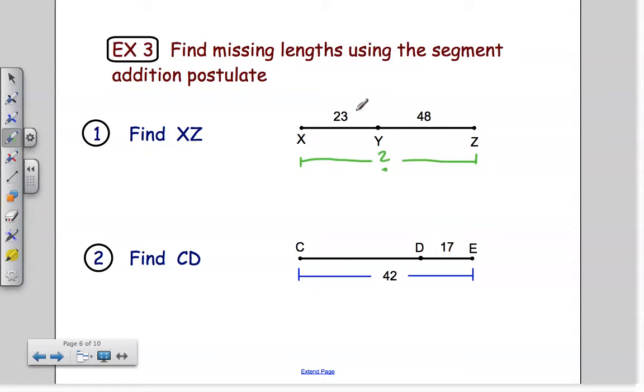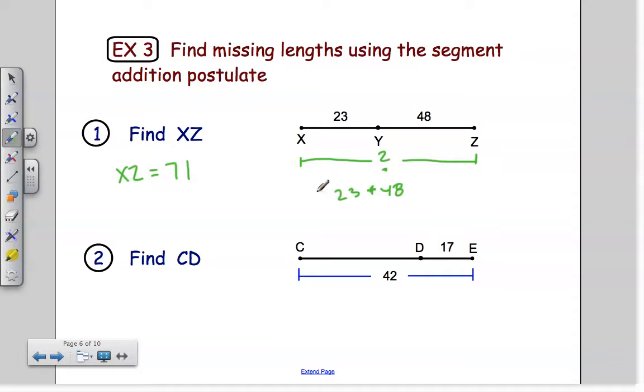Well, I know X to Y is 23. I know Y to Z is 48. To get that full distance, I need to do 23 plus 48. Add them together, segment addition. And I get 71. So the distance XZ, written just like that, is 71.